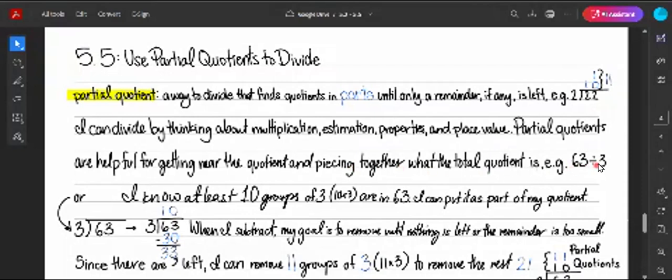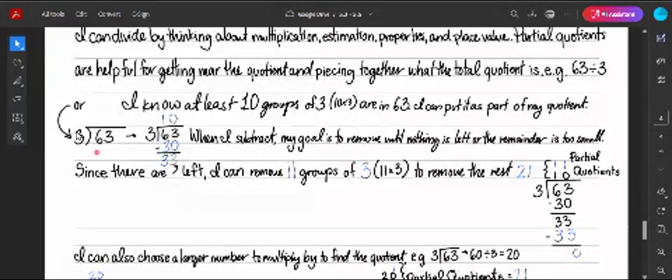For example, 63 divided by 3. Or, if you want to write it this way, I know at least 10 groups of 3, 10 times 3, are in 63. I can put it as part of my quotient. So here, 3, and then I have the 10 because that's what I'm saying, 3 times 10, and I get 30. When I subtract, my goal is to remove until nothing is left, or the remainder is too small.